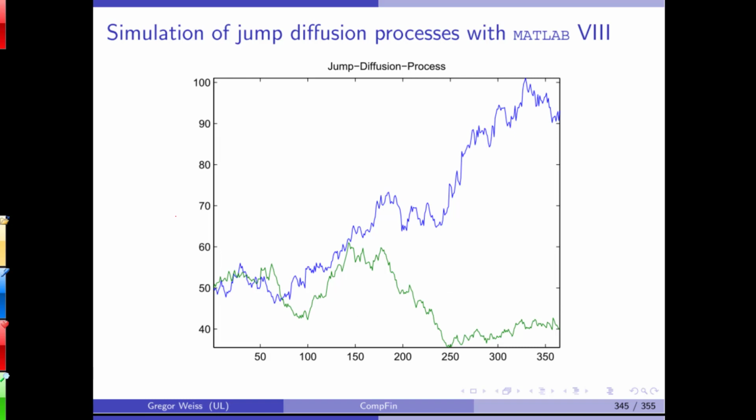And as you can see, it still looks like a stock price, but in contrast to geometric Brownian motion, you will see something like this here, or this here. So sometimes you have upward or downward jumps, and this is a jump diffusion process.